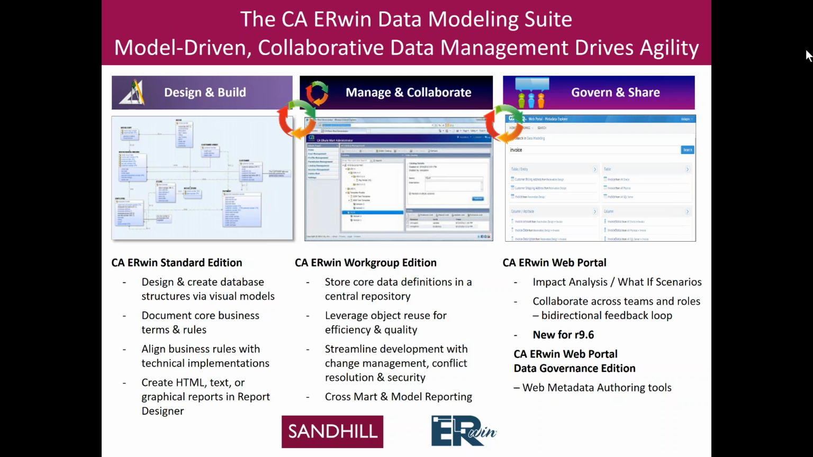Then moving to the middle piece, here we're talking about CA ERwin Workgroup Edition. So this includes the data modeler, which also adds a MART server, which is comprised of a 3-tier architecture. So now core data definitions created in the Standard Edition can be stored in the central repository or MART, reusing core assets to increase efficiency and quality. In addition, the MART automates version control, assisting with streamlining change management and development. You also have the ability to do cross-model reporting in the MART utilizing the report designer.